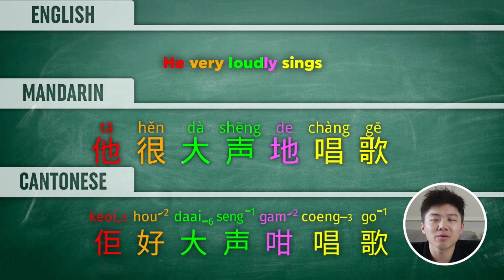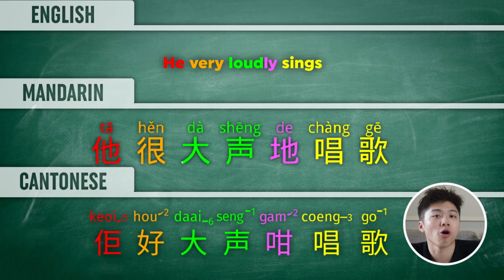In Chinese, the element of adding one word to make an adjective an adverb is very similar. So we have a subject, 他 or 佢 in Cantonese. Then we have the adjective, 大聲, followed by that key word, 的 in Mandarin or 咁 in Cantonese, which turns that adjective into an adverb, loud into loudly, exactly the same, and we finish with the verb.